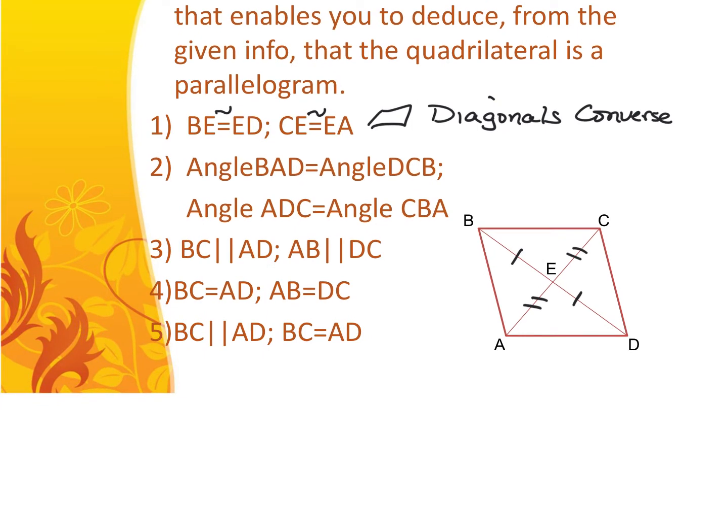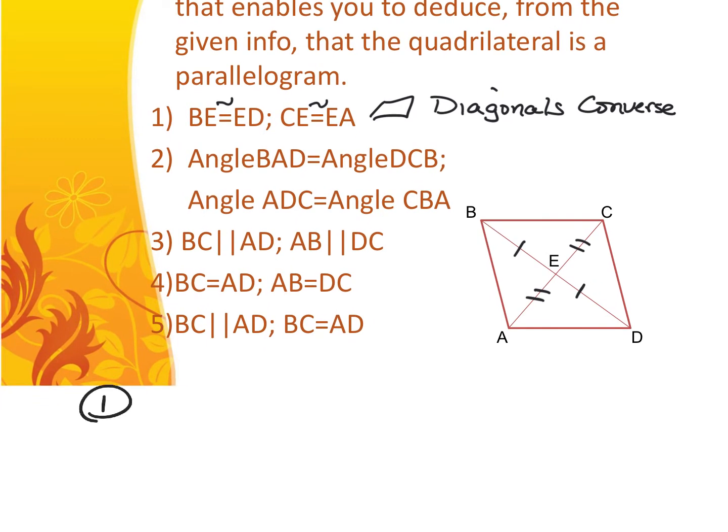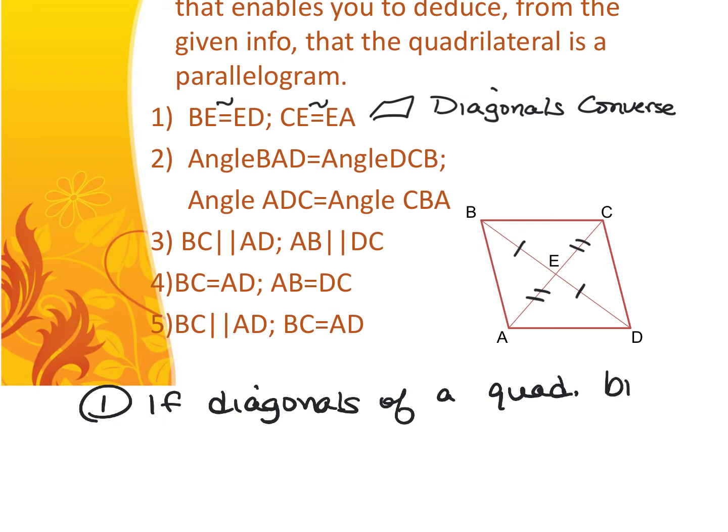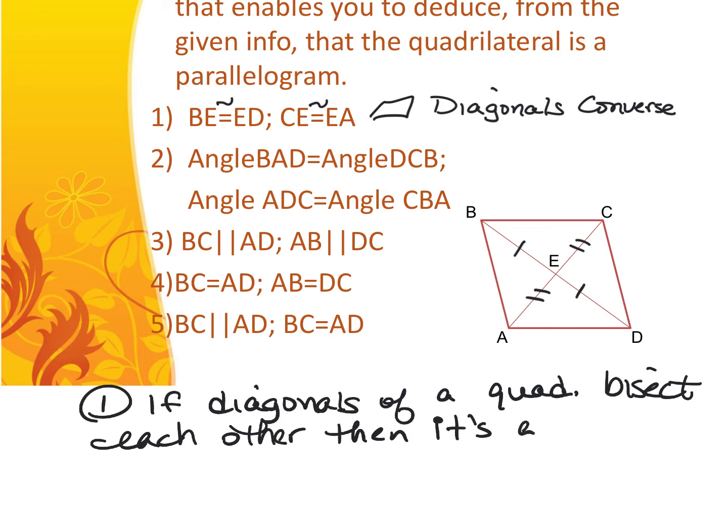And again, what that one states, I'm going to restate it down here. Just say it again, just to help reinforce it so you can memorize this. If the diagonals of a quadrilateral bisect each other, then it's a parallelogram.